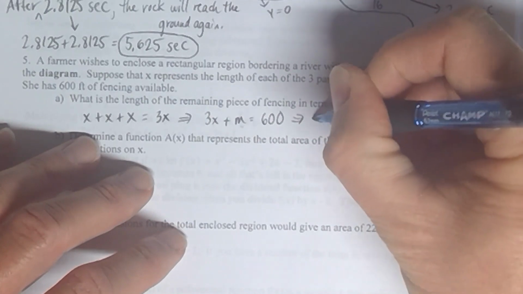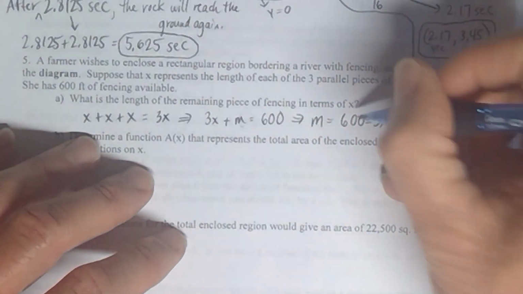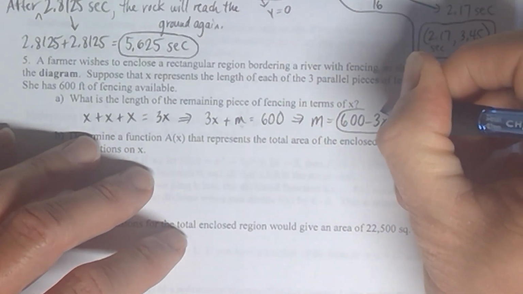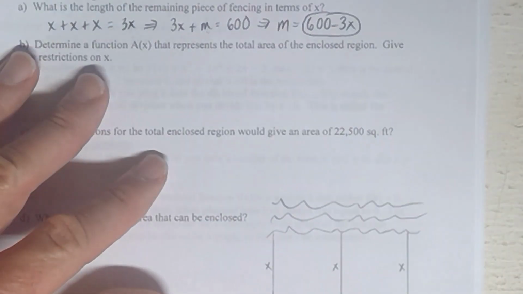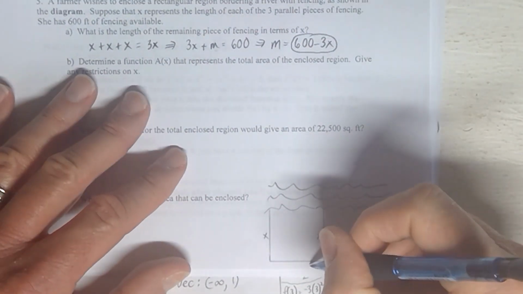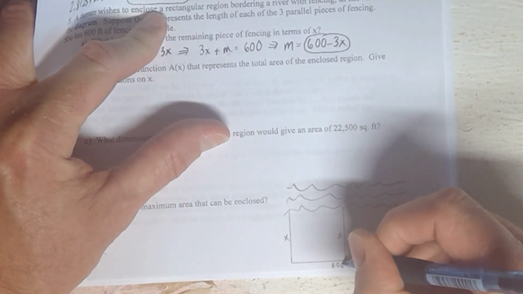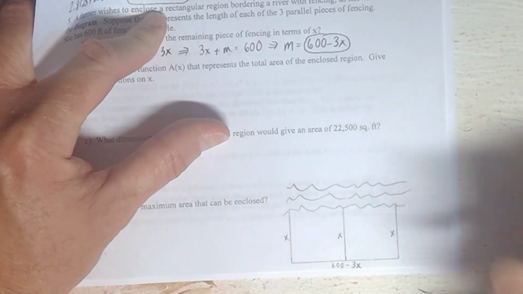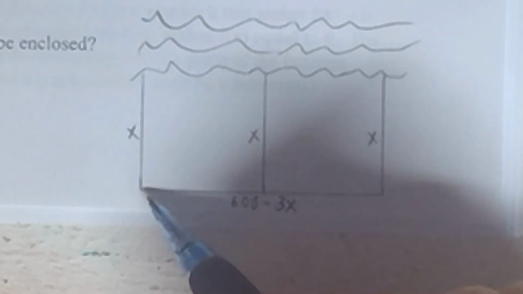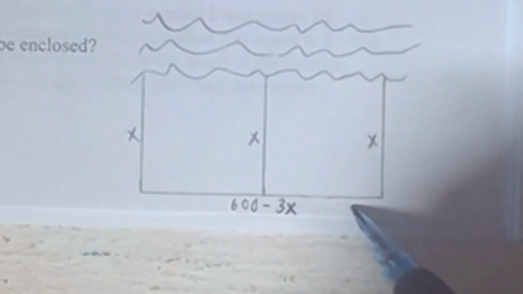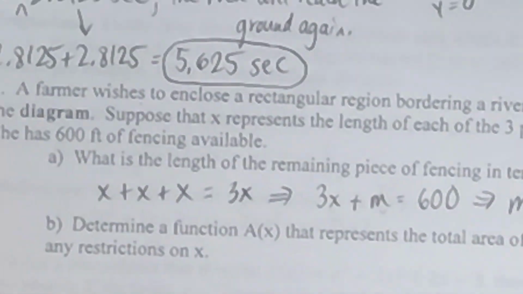So M is going to be what? M is going to be 600 minus 3X. That is what that bottom side is equal to. Let's go ahead and write that down here. Okay? So 600 minus 3X is now that bottom part right there. Let me zoom in there just so you can see what I wrote down. 600 minus 3X is going all the way across the bottom here. Okay? Now, let's go back up and take a look at problem B.